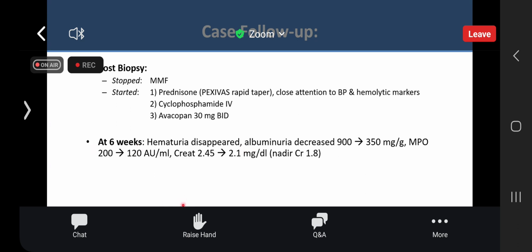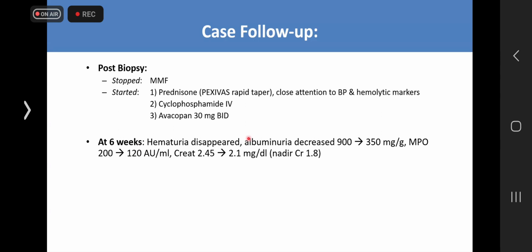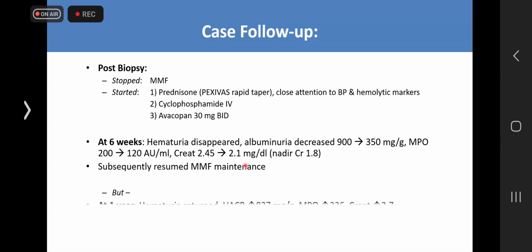He initially did well. After 6 weeks, he had a disappearance of hematuria. Albuminuria decreased, and his MPO was falling from 200 to 120 with an improvement in creatinine. It actually came down to a nadir of 1.8 from a peak of 2.5. Unfortunately, subsequently, at 1 year, labs went in the other direction. He had been resumed by his rheumatologist on mycophenolate for maintenance. At 1 year, he was found to have a return of hematuria, an increase in albuminuria, an increase in his MPO titer, and an increase in his creatinine.